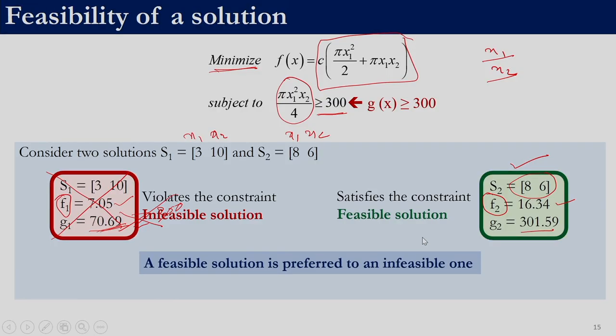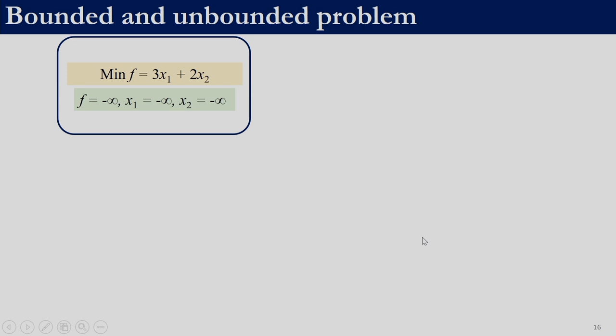So now let's look at what is a bounded and an unbounded problem, right? So let us say we have a function f which is 3x1 plus 2x2, and we are supposed to minimize that. If there are no restrictions on x1 and x2, then x1 and x2 can take a value of minus infinity, and the objective function value itself will be minus infinity. So this problem is known as an unbounded problem. The minimum value of f is minus infinity.